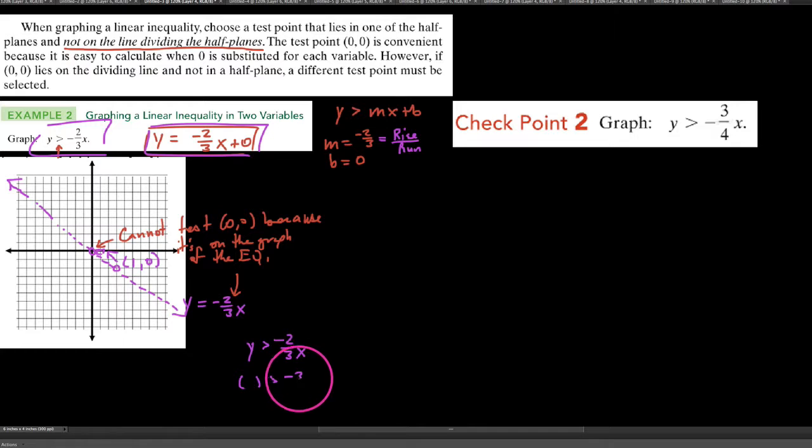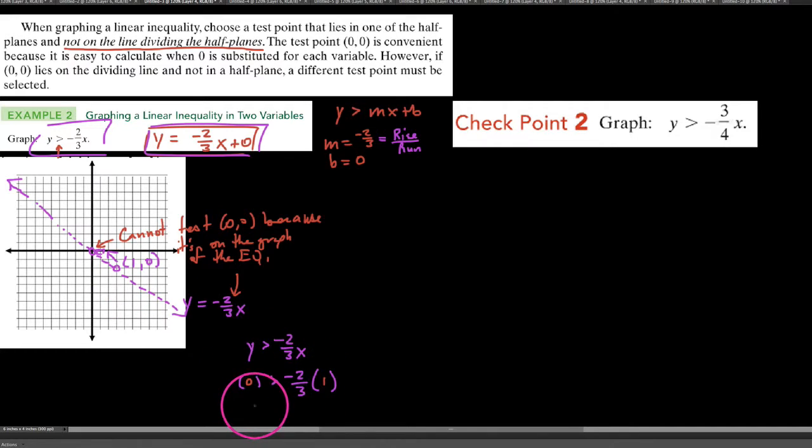We say 0 greater than negative 2/3 times x. Let's try this again: negative 2/3 x, where our x value, at least the one I've chosen, is 1, and our y value is 0. So we have 0 is greater than negative 2/3, which last time I checked, 0 is indeed greater than negative 2/3. Since this is a true statement, that means (1, 0) is a solution point, and because that's true, we would shade that point in.